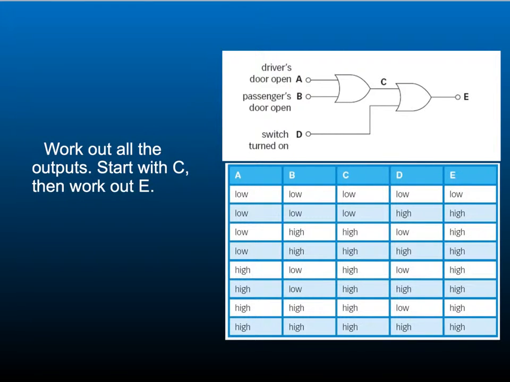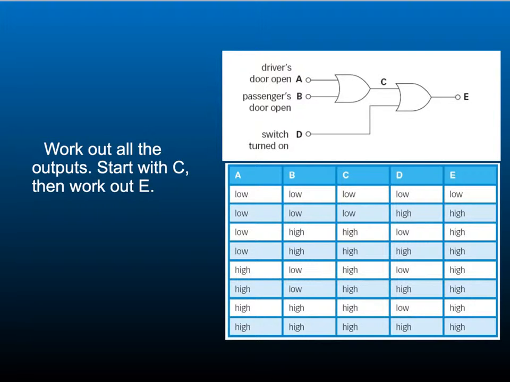The next step is to work out the outputs. So, we need to work out C before we can do anything else with this logic gate. So we work out C by looking at its inputs, which are A and B. It's an OR gate, so either A or B can be high for a high output. So these two situations are low, and then the rest of them are high, as we have at least one input which is high.